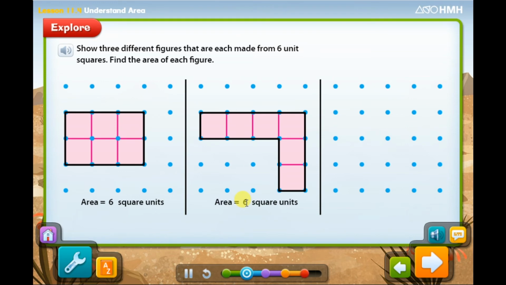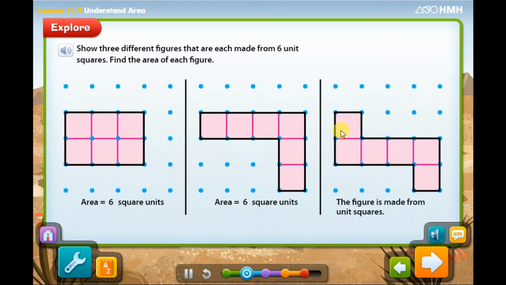Now click the square to make one more figure. How many unit squares make up the figure? Let's count and see: 1 square unit, 2, 3, 4, 5, 6 square units. So it's 6 also. The figure is made from 6 unit squares. What's the area of the figure? 6. The area of the figure is 6 square units.